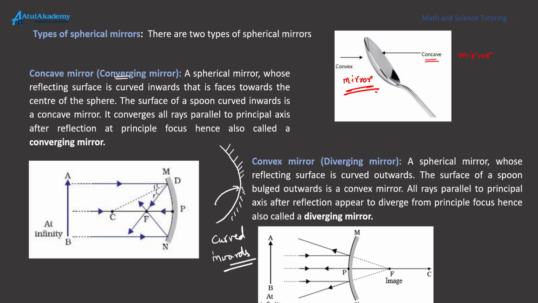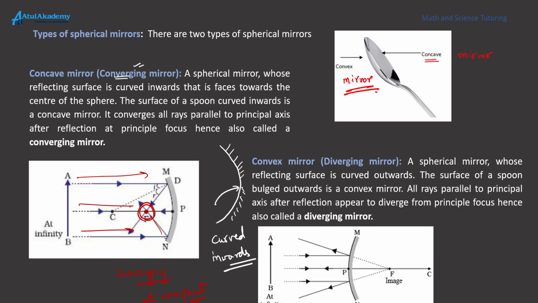The surface of a spoon curved inwards is a concave mirror. Why is it called a converging mirror? Because it converges all the parallel rays that are coming from any object. You see, all parallel rays coming from an object, after reflection, they all meet at one point. They all converge at one point. So it is called a converging mirror.